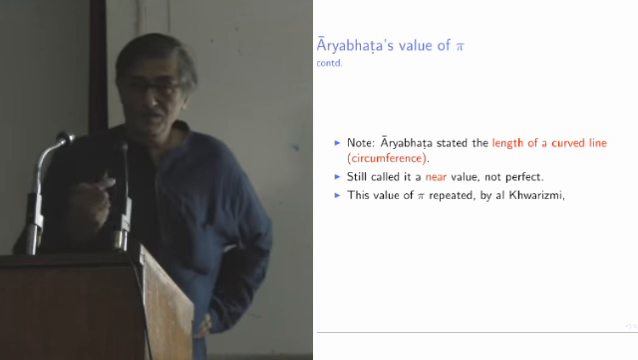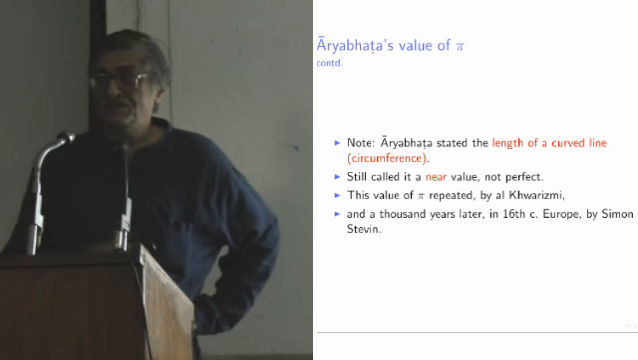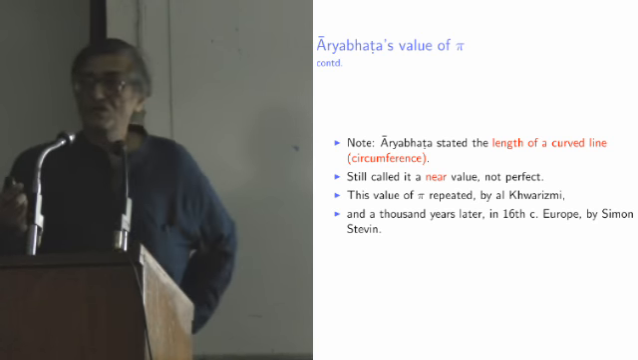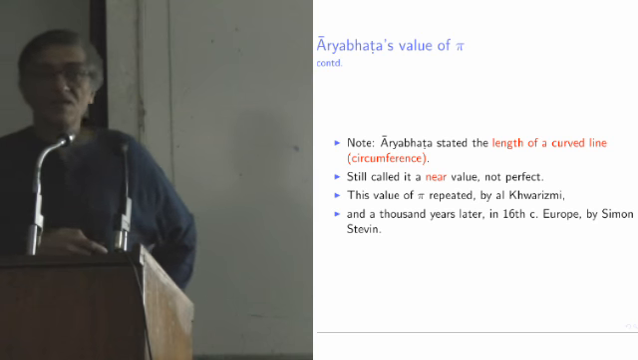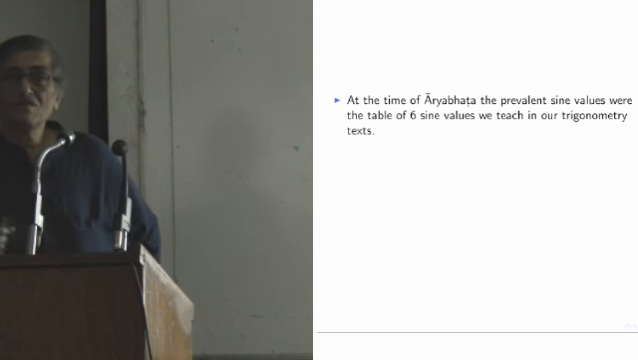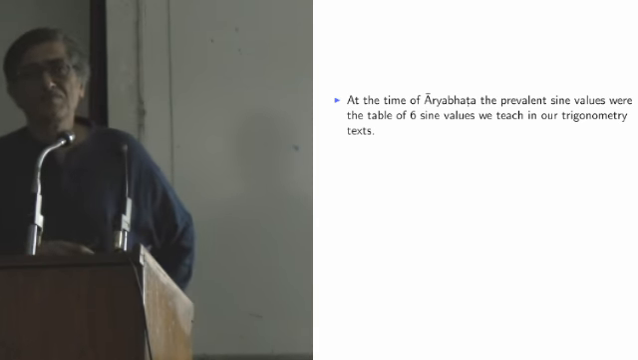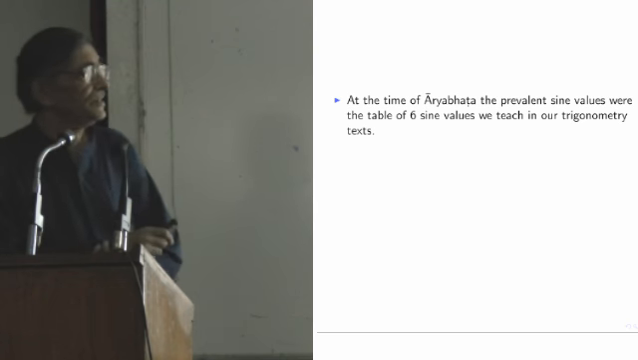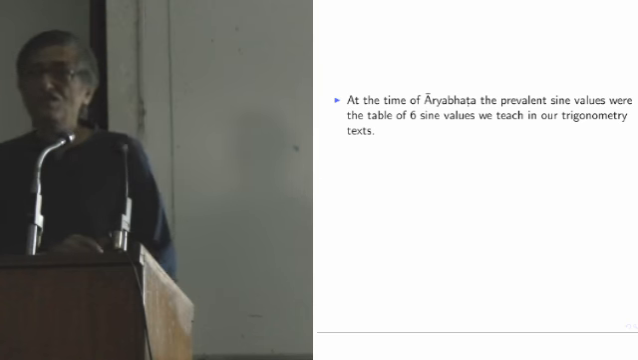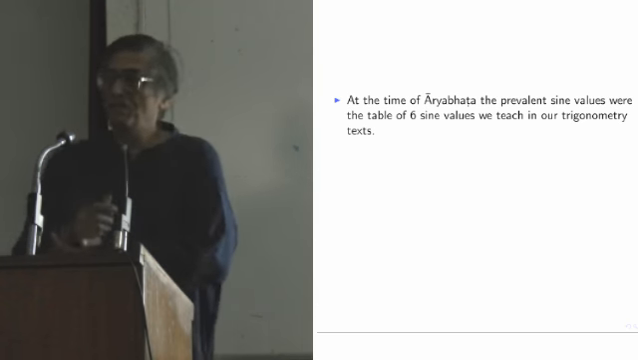And this value of pi is repeated by other polynomials, and also by Simon Stevin, the 16th century navigational theorist in Europe, who introduced, as you know, the decimal place value system to Europe. So, another thing which I find a little troubling: Aryabhata gave these values, and he improved on the prevalent sine table, which involved 6 values of the sort which you study now, 15 degrees apart.